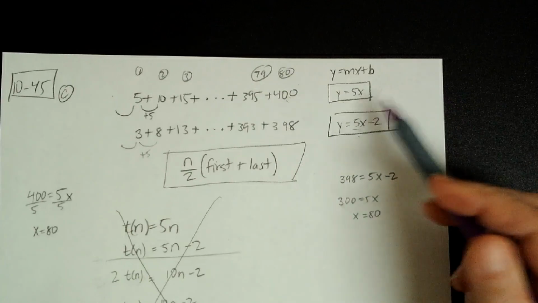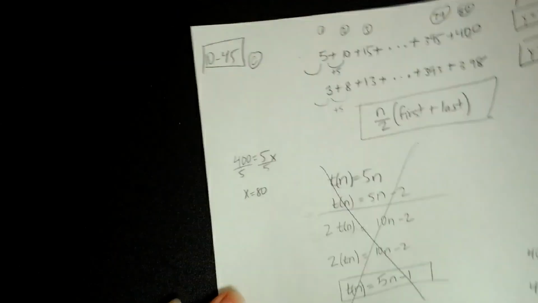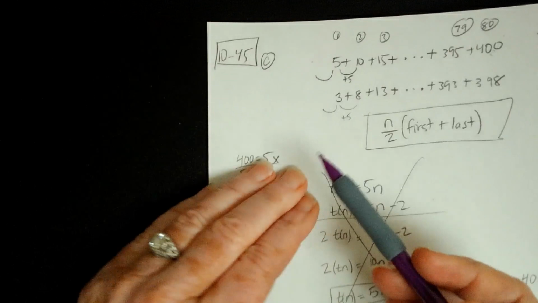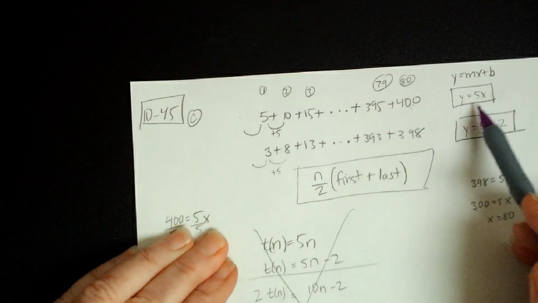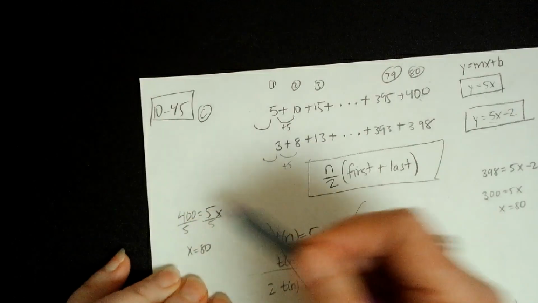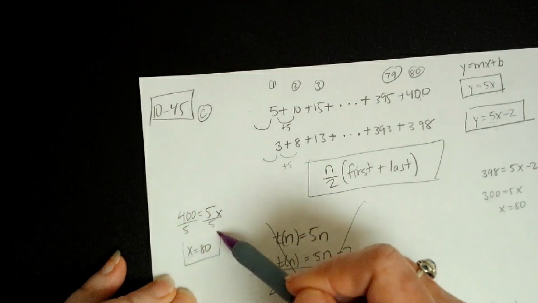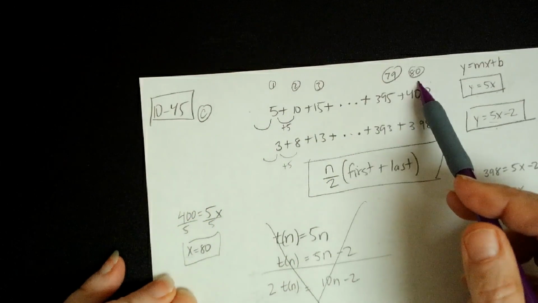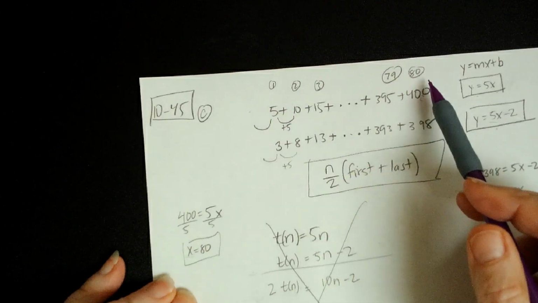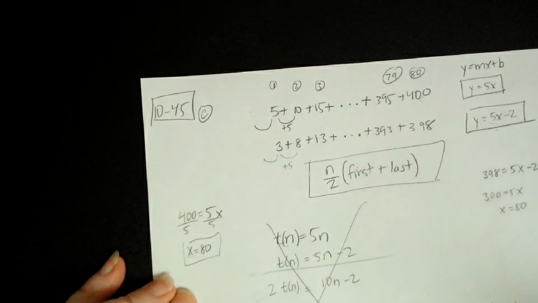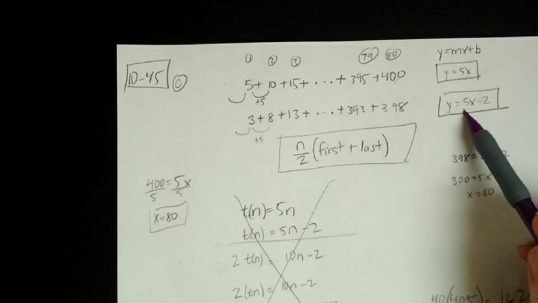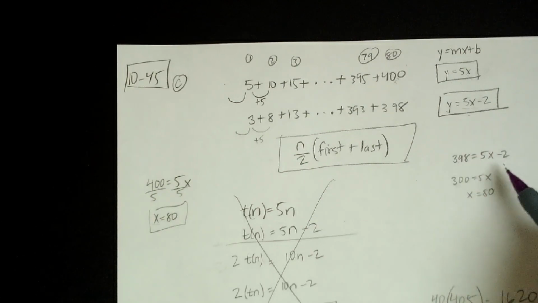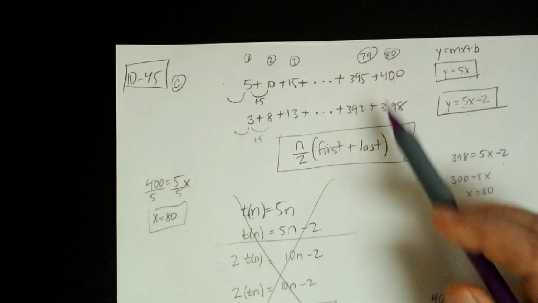So I went over here and I said 400 equals 5x, because I plugged in the 400 for the y to find out what x is. Divided both sides, and I found out that x was 80. So I know there's 80 terms in the first series, and I think there's 80 in the second, but I'm just going to check. So I plug in 398 equals 5x minus 2, and then I add 2 to both sides, divide both sides by 5, and again, I've got 80 terms.